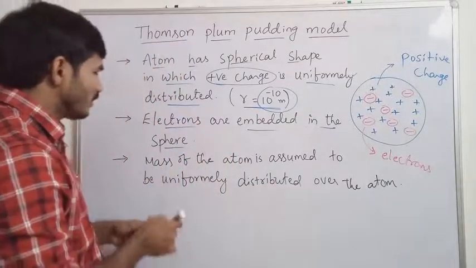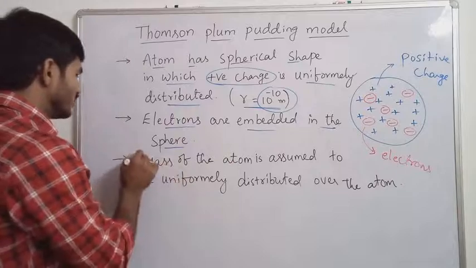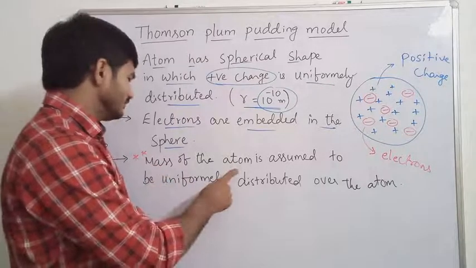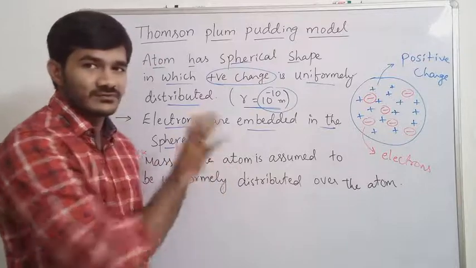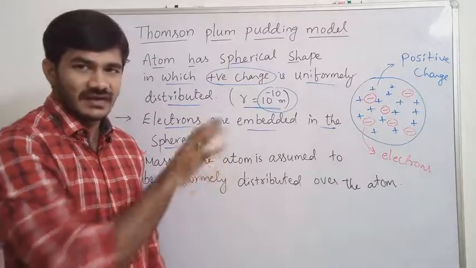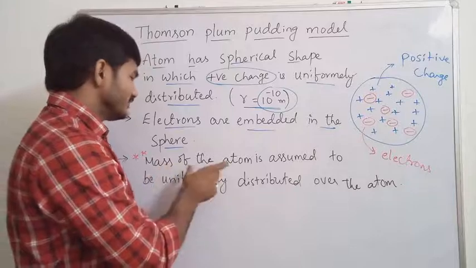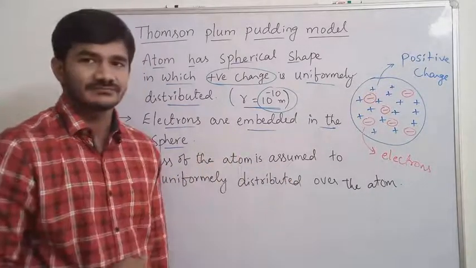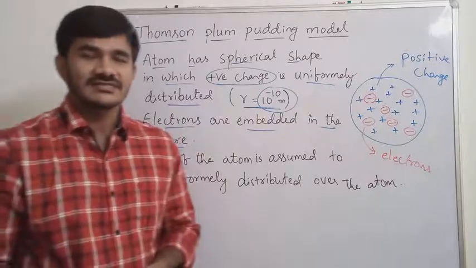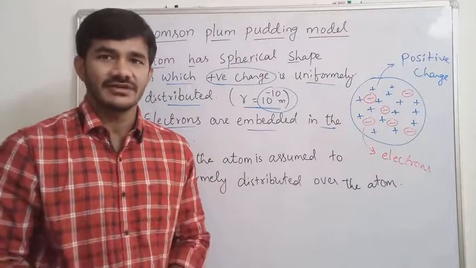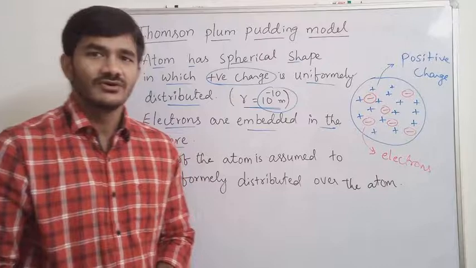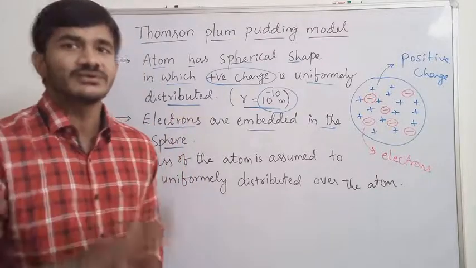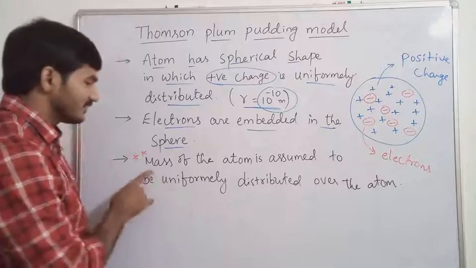Now, the main important point about the Thomson model is that he assumed that most of the space of the atom is mass. Mass of the atom is assumed to be uniformly distributed over the atom. If you want to see where the mass of atom is located, according to Thomson, total mass of the atom is located uniformly throughout the atom. That is the main statement given by him.